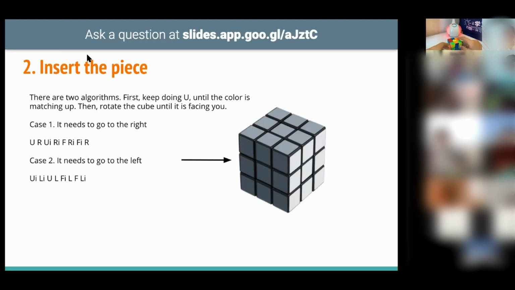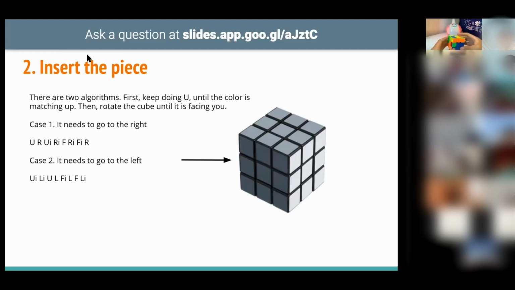Now looking at this, you can sort of tell that you need to move this to the left, right? Our goal is to get this orange with this orange and this blue with this blue, sort of match it like that. To do that, there are 2 cases. There's case 1, like this one, the blue and the red, it needs to go to the right. So for case 1, you perform this algorithm.